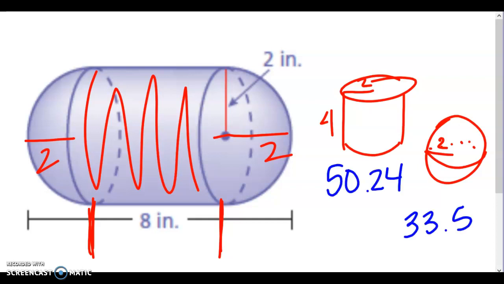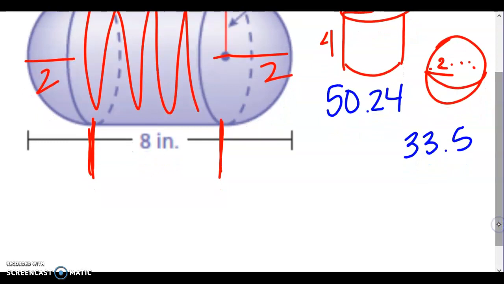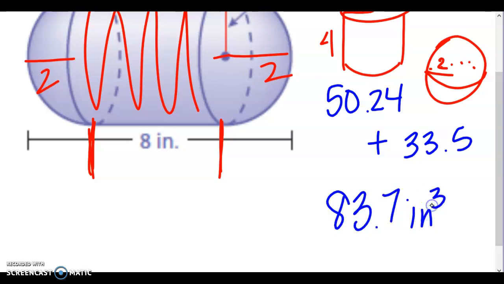Pause the video. Okay, go ahead and check with my volumes here. And then what I'm going to do is add them together, and I'm going to get 83.7, and that's going to be inches cubed.